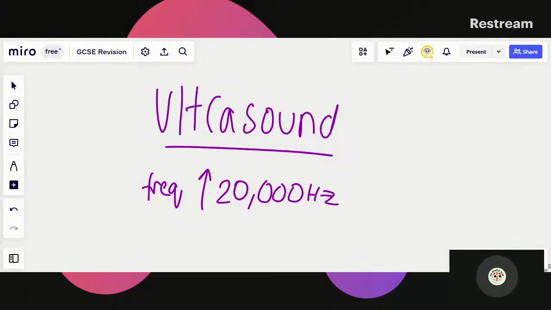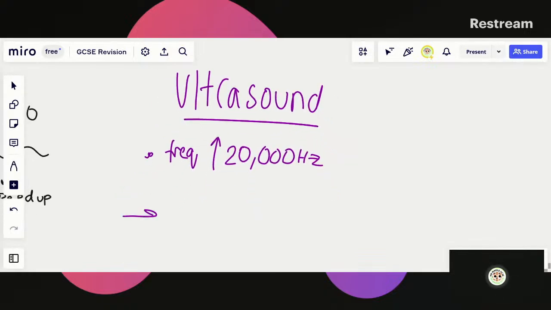These can easily be converted into mechanical vibrations in order to produce sound waves beyond the range of human hearing, so above 20,000 and below 20 hertz. So ultrasound is above human hearing. Now, ultrasound waves are a type of wave that gets partially reflected at two boundaries.